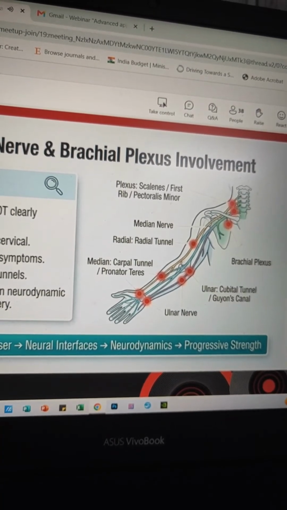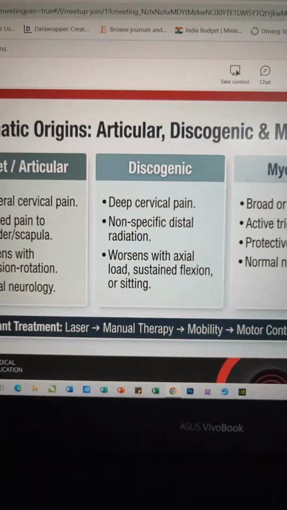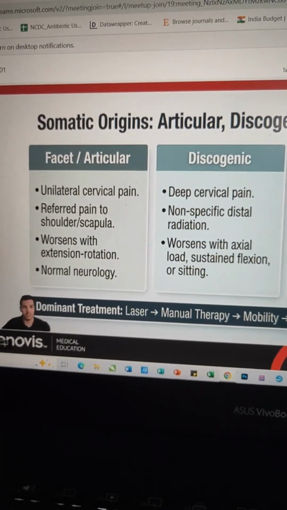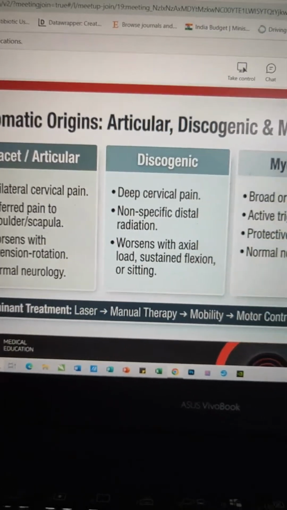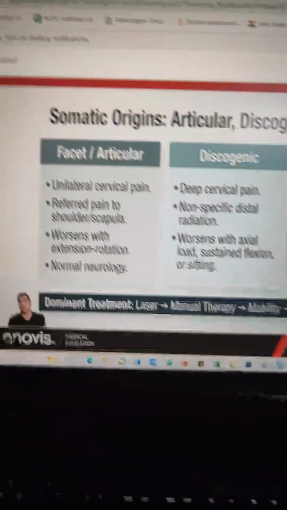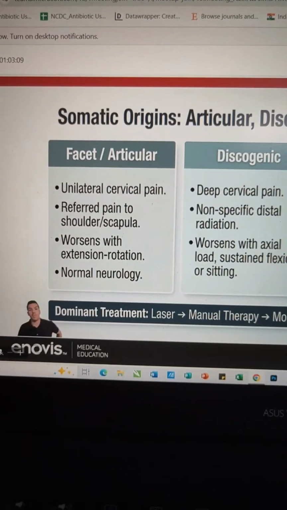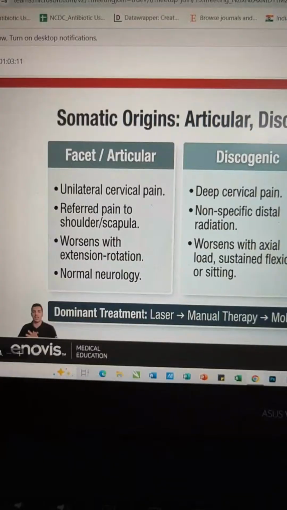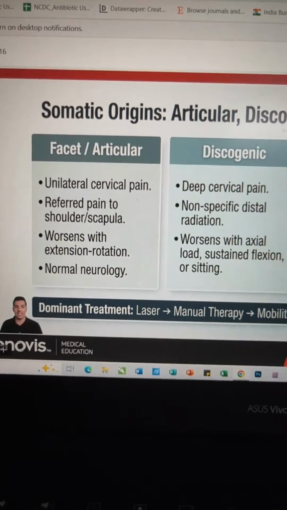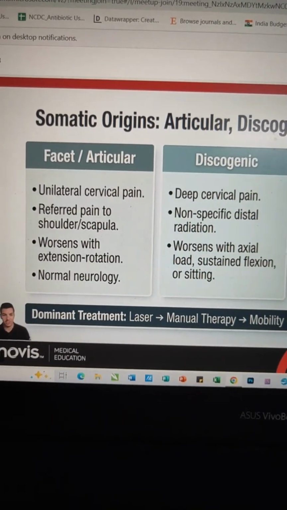Now, we are going to talk about somatic origins. That is articular, discogenic, and myofascial. Not all symptoms that extend from the neck to the shoulder or arm will have a neural origin. That is, we must also differentiate three common somatic sources, which are articular, discogenic, and myofascial, as I mentioned.